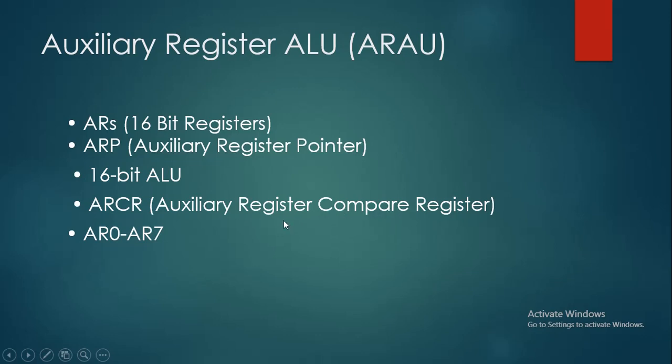The auxiliary register compare register, ARCR, is a 16-bit register used for address boundary comparison. It limits the block of data and supports logical comparisons between the current auxiliary register and ARCR in conjunction with the CMPR instruction.